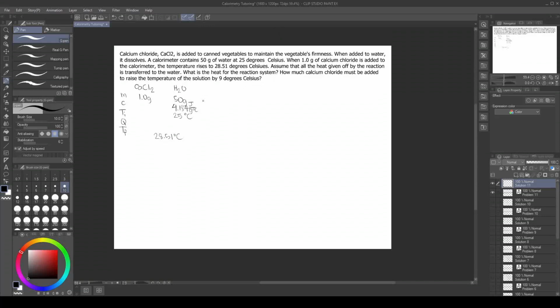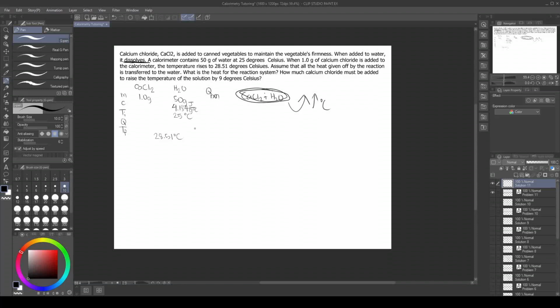What does it mean by heat of the reaction system? So that's going to look like Q of reaction. What does it mean by heat of reaction? Is it the heat of the water or the heat of the calcium chloride? Let's try to understand it first. What is the reaction here? The reaction here is that calcium chloride is being added to water, and when that happens, it dissolves. So calcium chloride mixed with water will dissolve, and it also gives off heat, so the temperature increases.